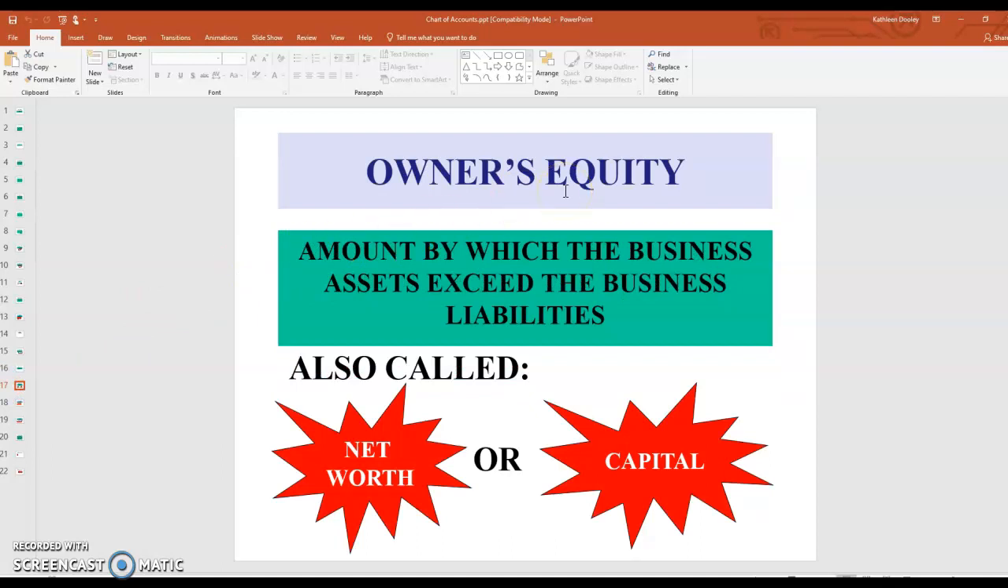Okay, so we've now talked about assets and liabilities. And now we have owner's equity. This is our third major type of account. It's the third type of account that's in our accounting equation that we'll get to. This is the amount by which the business assets exceed the business liabilities. It's also called net worth. We use an account called the capital account to keep the owner's equity in.